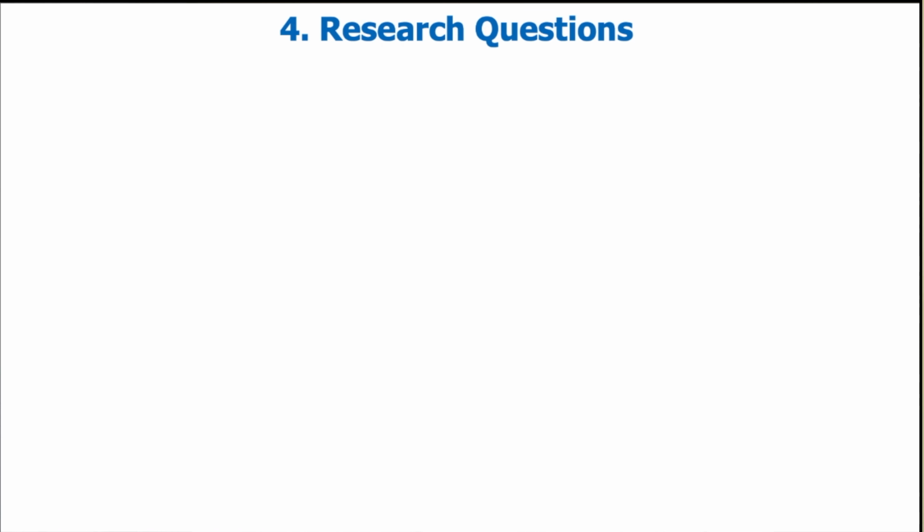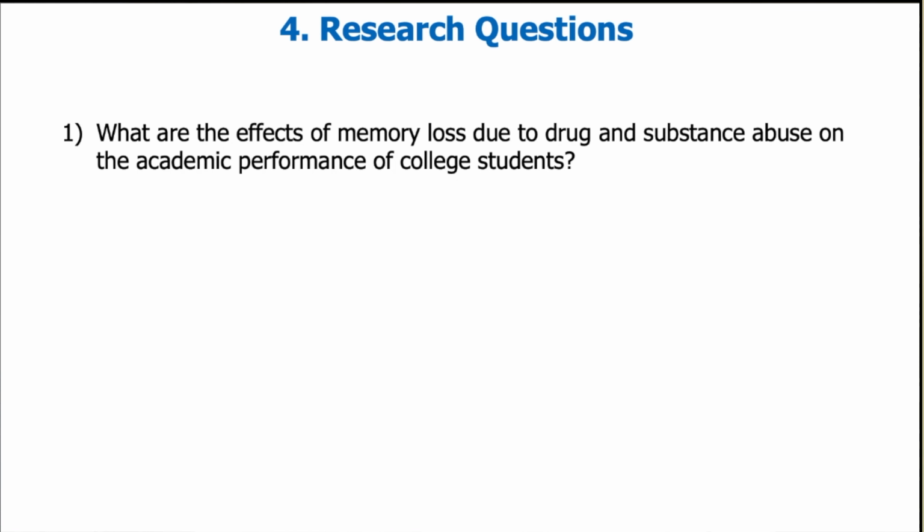So under research questions, you are simply going to convert your variables into questions, as you can see here, and it has to be a question. As you can see here, what are the effects of memory loss due to drug and substance abuse on academic performance of college students? We are asking a question. And at the end of the day, once we've done our research, we've collected the data, we've analyzed the data, and we have described the data, we need to come back and ask ourselves, did we answer the question that we raised in chapter 1? So that's one of the questions.